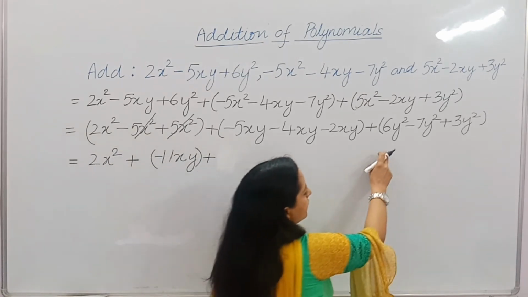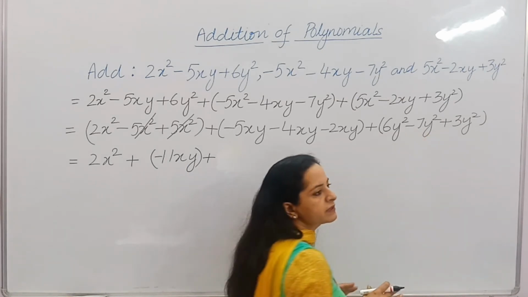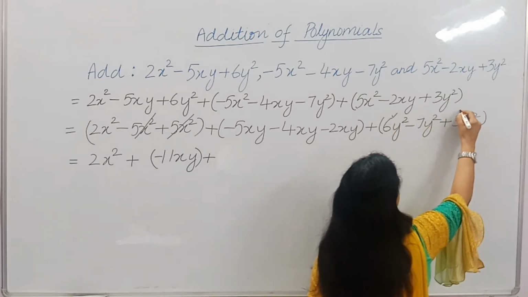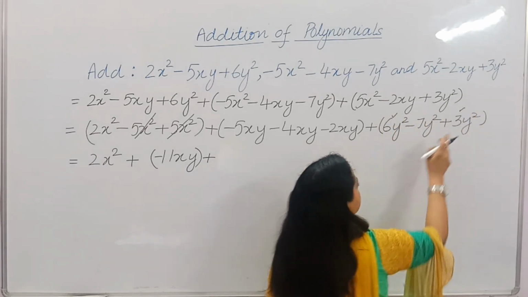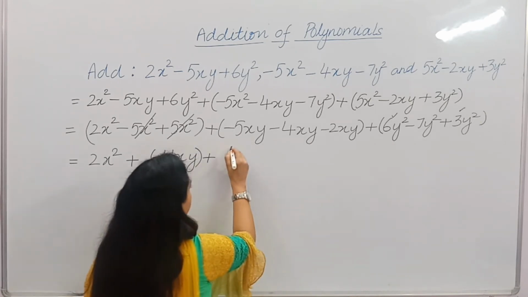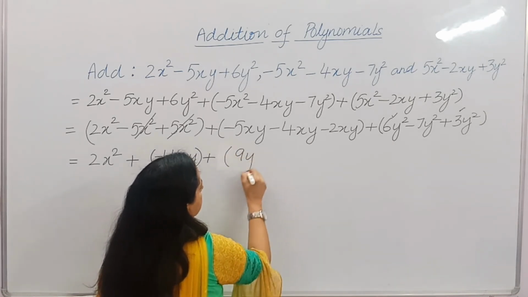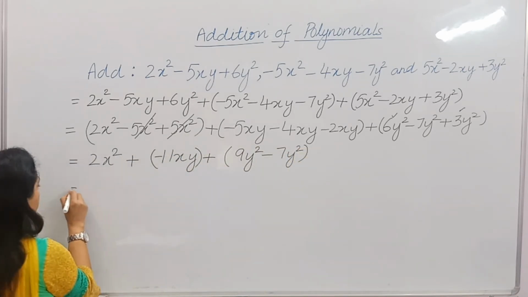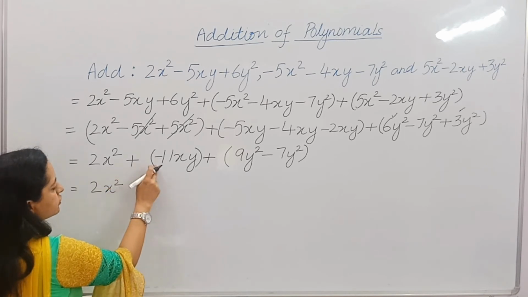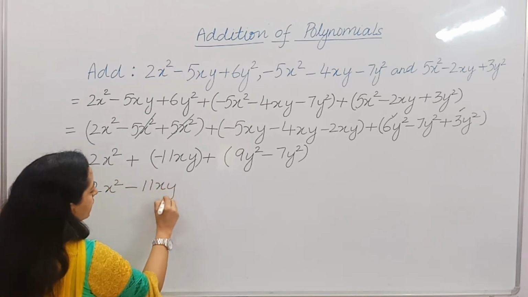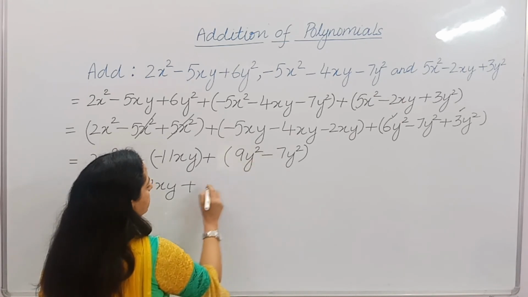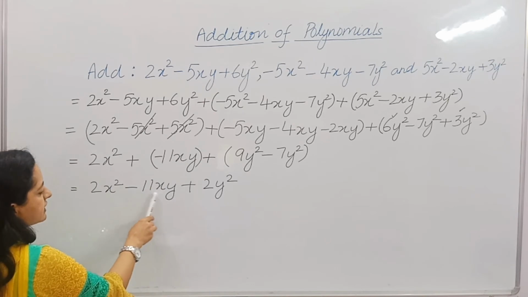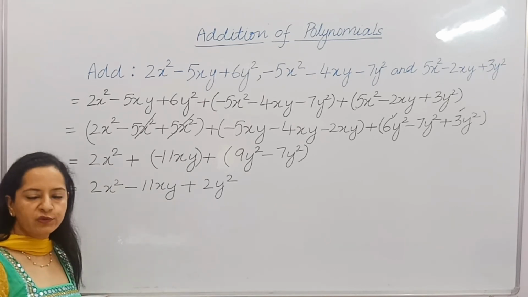And coming over to the last one, here I have got two terms with a plus sign and one term with a negative sign. Adding the terms with the same sign, I will add both these positive terms together. So plus 6 plus 3 is 9. So 9y square minus 7y square. So we get 2x square minus 11xy plus 9 minus 7 is 2, so 2y square. So our answer is 2x square minus 11xy plus 2y square.